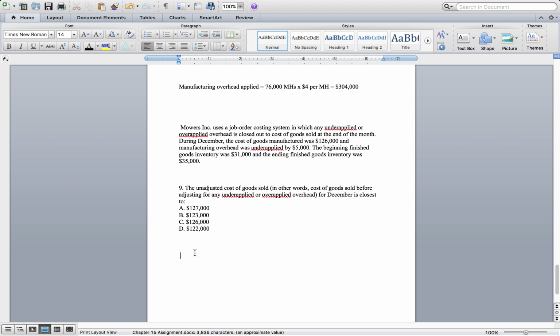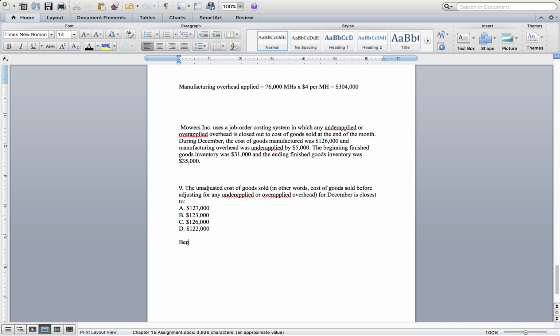Okay, all right, let's take a look here. Mower is a job order costing company in which any underapplied or overapplied overhead is closed out to cost of goods sold. The cost of goods manufactured was $126,000. Manufacturing overhead was underapplied by $5,000. Beginning finished goods were $31,000. Ending finished goods was $35,000. The question is, the cost of goods sold before adjusting is closest to what? Well, let's calculate this too, kind of like we did earlier, but now we're going to stop. We just want the unadjusted cost of goods sold.